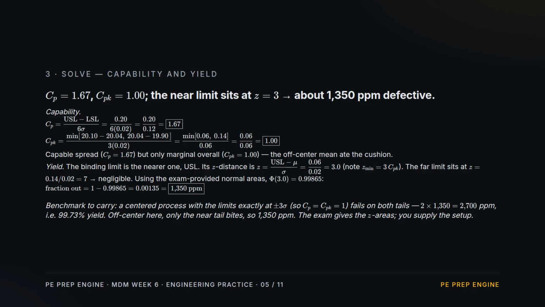Now yield. The binding limit is the near one, and its Z distance is the gap over sigma, which is 3. A handy link: that minimum Z is just 3 times CPK. The far limit is 7 sigma away, so it contributes nothing. The exam gives you the normal areas. The area beyond Z of 3 is about 0.1%, so roughly 1,350 parts per million fall out. And the benchmark worth memorizing conceptually: a centered process with limits right at plus or minus 3 sigma loses both tails, 2,700 ppm, a 99.73% yield.